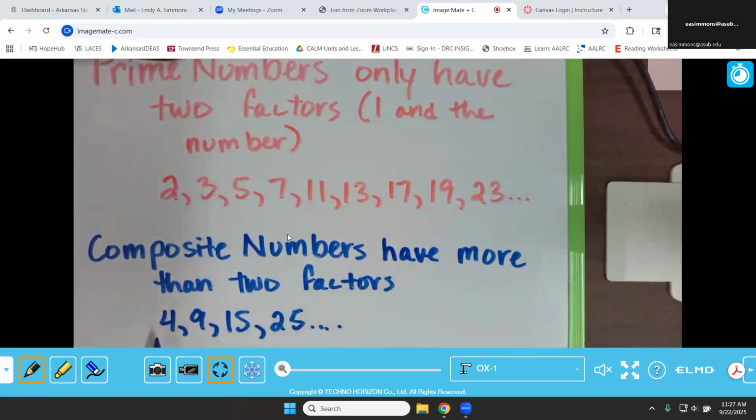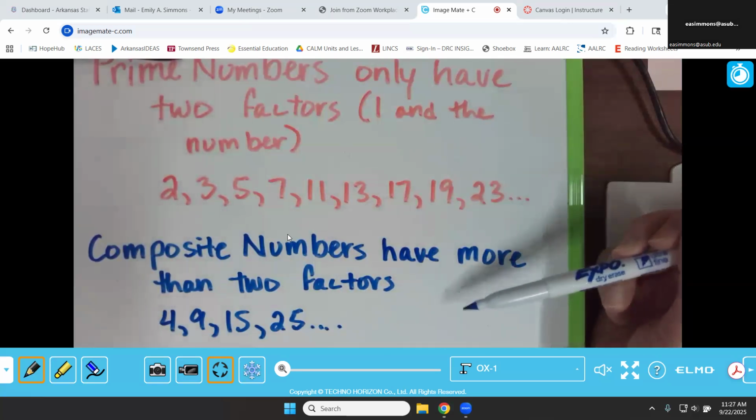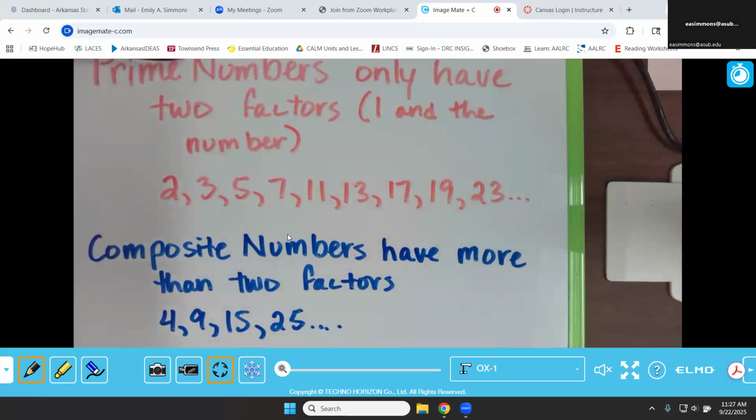Like 4's got 1, 4, and 2. 9's got 1, 9, and 3. 15's got 1, 15, 3, and 5. So when we think about if it's not a prime number, it's pretty much got to be a composite number, except for 1.